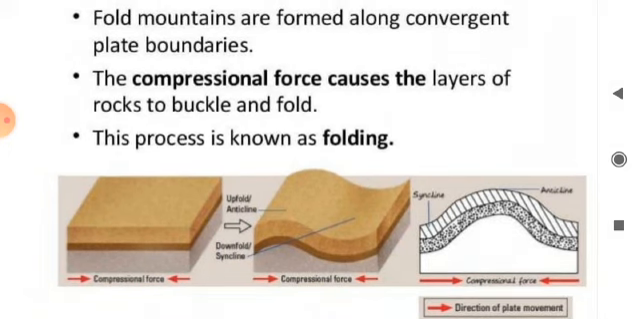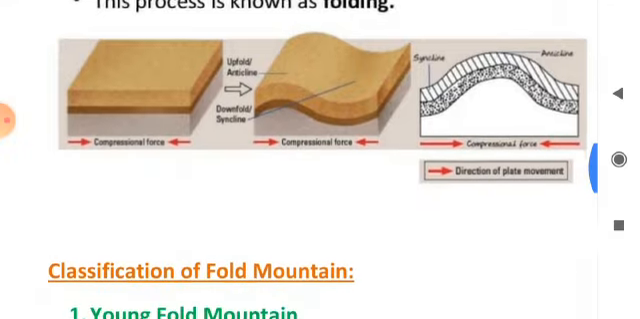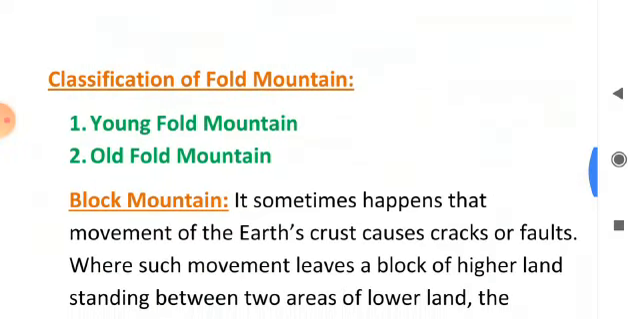So this is the formation of fold mountain. Classification of fold mountain. Two types, young fold mountain and old fold mountain. The term young fold is applied to the mountain ranges which have been folded most recently, generally between 10 to 25 million years old. And the old fold mountains are greater than 200 million years old.